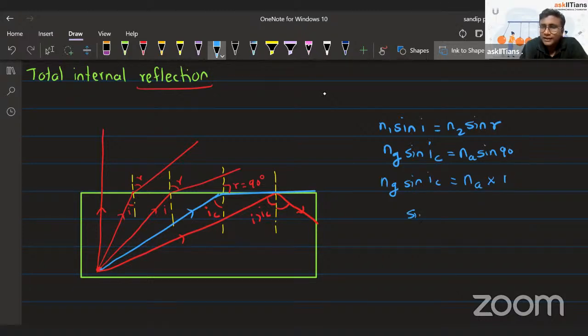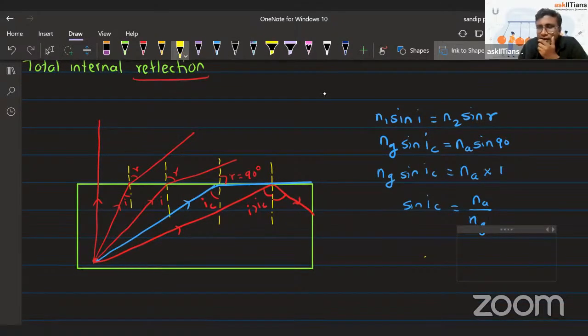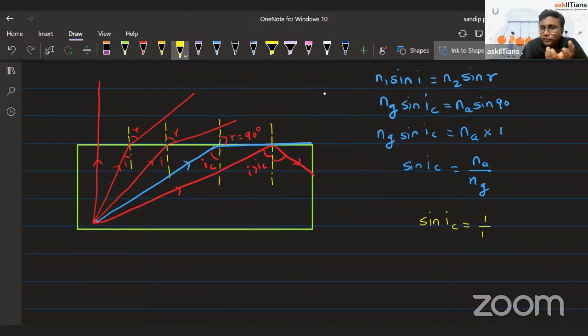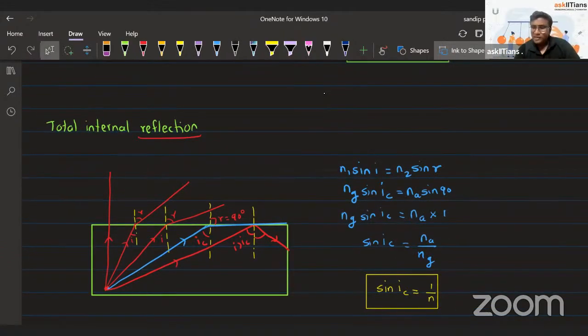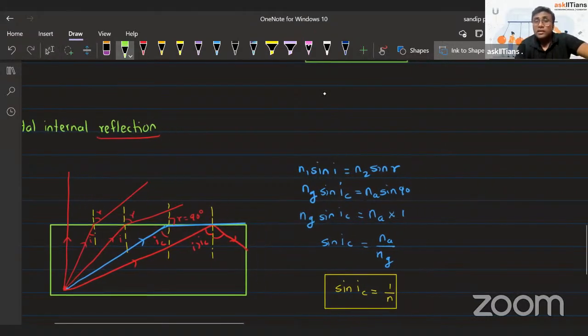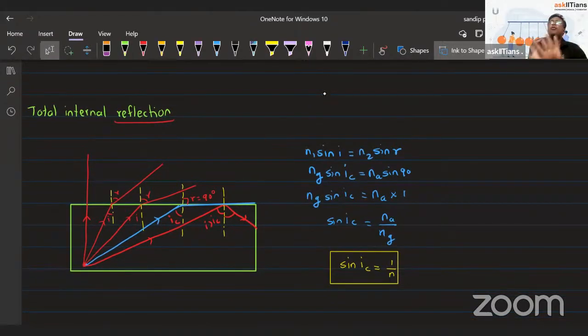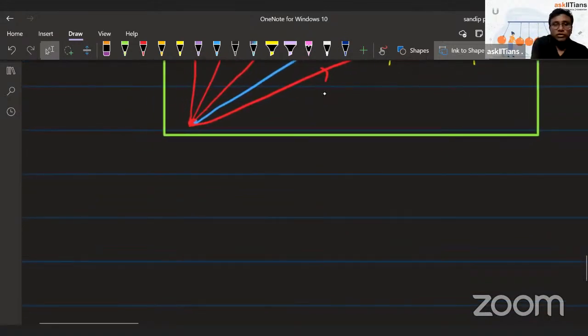Or sine of IC is equal to N of air upon N of glass. If I say that N of air is 1, we know its value, so if the first medium is air, I can say this is 1. The refractive index of glass, let's call it N. So this is the formula, or small derivation, for the critical angle in the case of total internal reflection. There are two conditions for total internal reflection to happen. Write the conditions.